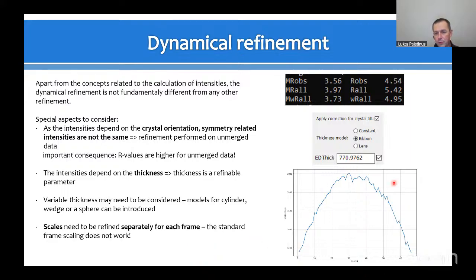This is a plot of such refinement of scales. See, it goes from, it's an arbitrary number, 1,200, goes up to 2,000, and then down again. That's a typical curve that occurs because of the smaller size of the crystal at higher tilts. So if you have a crystal that has the form of a plate, if you tilt it 70 degrees, its projected size will be smaller. So the number of electrons that hit the crystal is smaller, and therefore the scale is smaller.